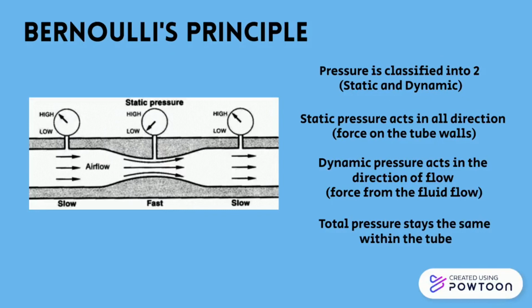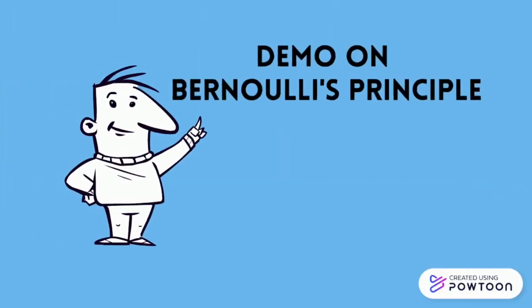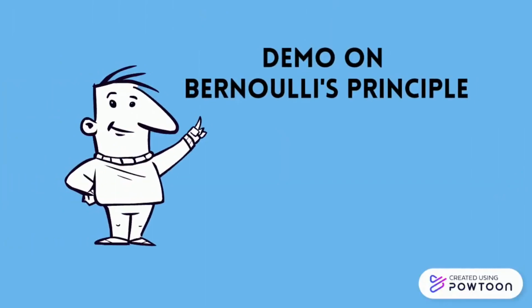We can see it in the diagram as well. When the tube constricts, the fluid speed will increase since the flow rate is the same. When this happens, the static pressure becomes lower than in the part with a bigger cross-sectional area. When the area of the tube increases back, the fluid speed will drop and the static pressure will increase. Here's a small demo to visualize this principle.